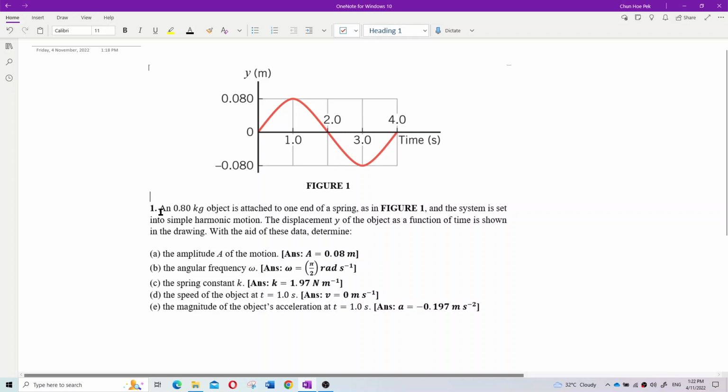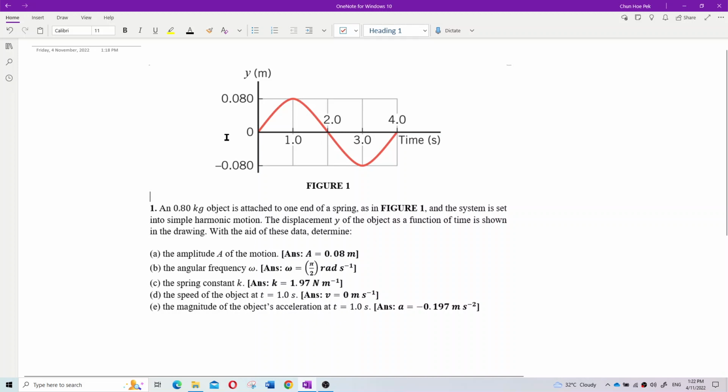An 0.8 kilogram object is attached to one end of a spring, as in figure 1. The system is set into simple harmonic motion. The displacement y of the object as a function of time is shown in the drawing. With the aid of this data, determine the amplitude of the motion, angular frequency omega, the spring constant k, the speed of the object at t equal to 1 second, and the magnitude of the object's acceleration at 1 second.